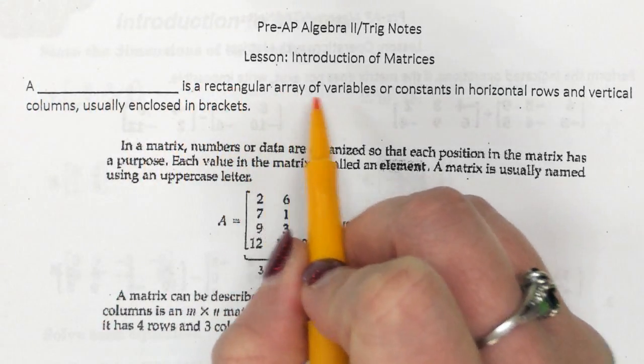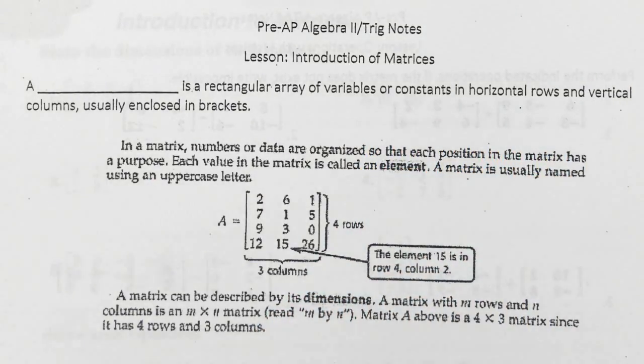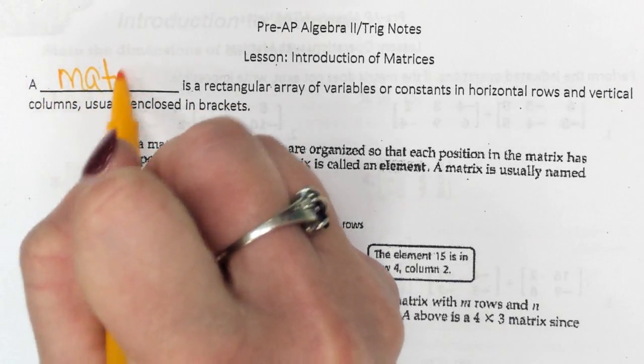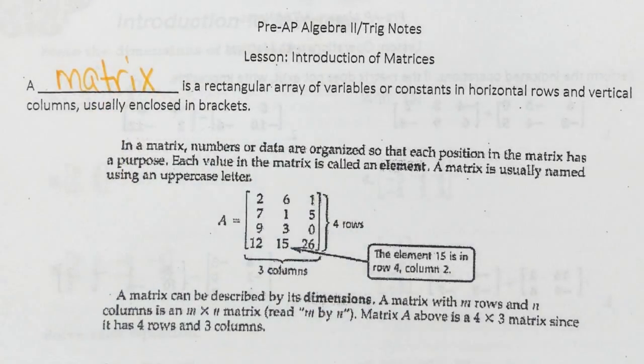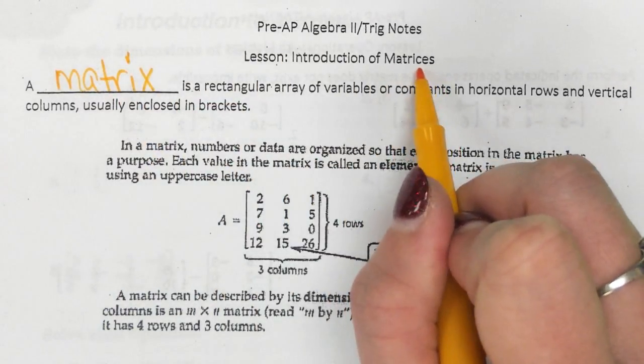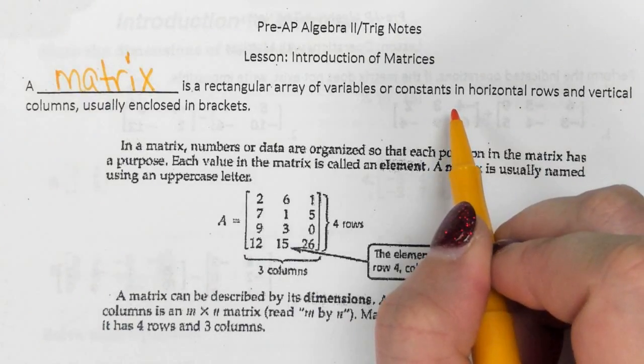What is a rectangular array of variables or constants as horizontal rows and vertical columns, usually enclosed in brackets? What is that? That is a matrix. Very good. Y'all see the movie Matrix? Okay. Something about computer code and all that good stuff. All right, and then we say matrices when we're talking about more than one. So matrix is singular. Matrices is plural.